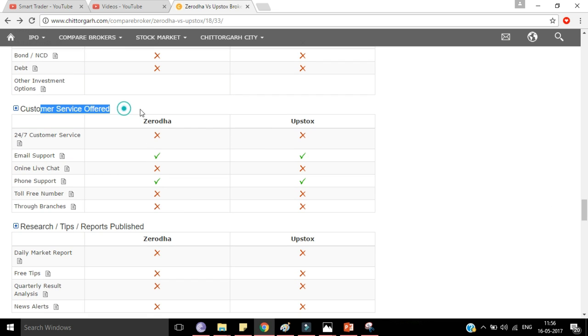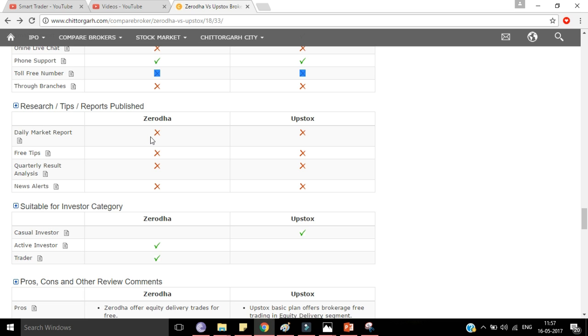So talking about the customer service offer is very important. Both do not have 24/7 customer service, whereas both have email support, though they will take some time, 1 or 2 days, to come back with your query. Talking about online chat, both do not have this feature, but online chatting is very important in today's world where most brokers are providing live chat. It is easier for us to just put a query and they come back rather than putting an email and waiting for 2-3 days. Talking about phone support, both provide phone support. There is no toll-free number, very annoying whenever you call them, your money gets cut, but now we have Jio and such, so it's not a problem. Talking about branches, they do not have that.